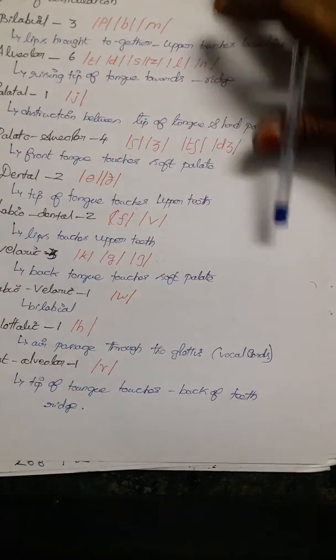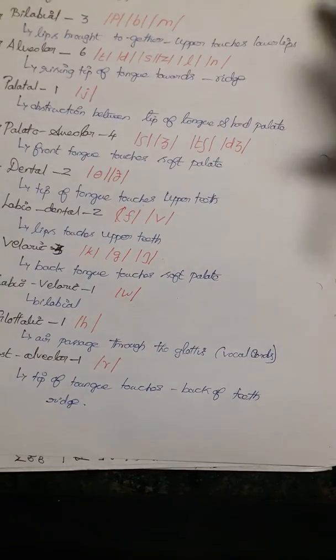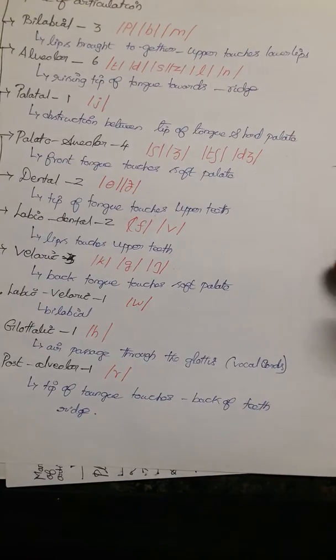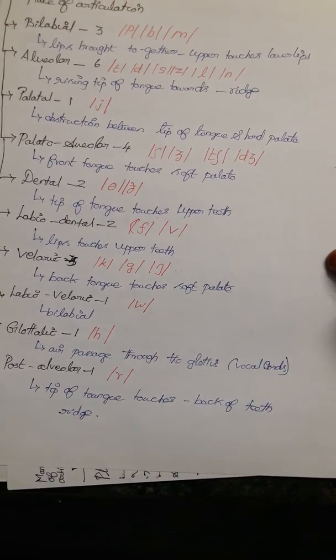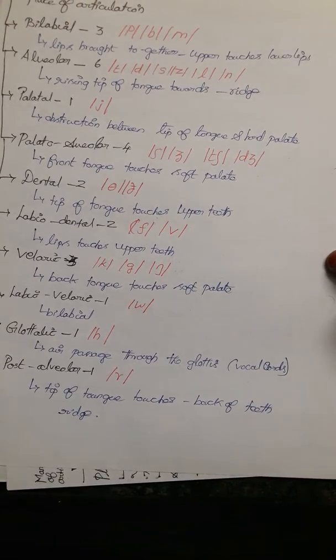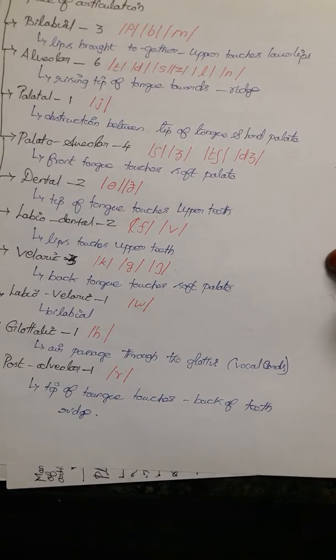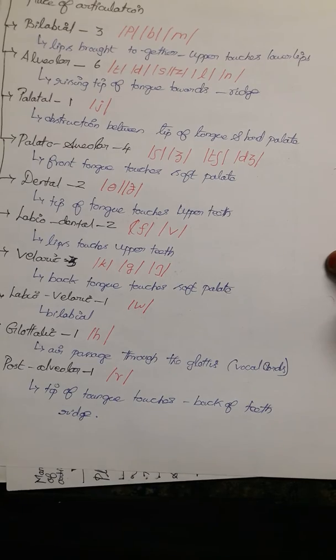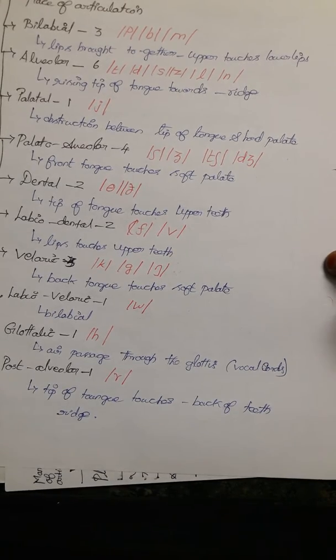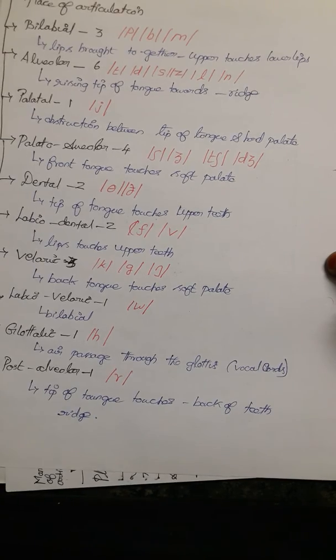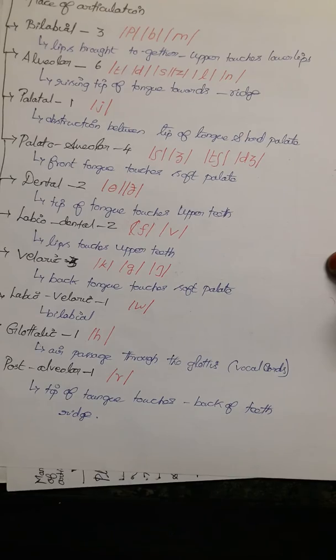Moving on to the place of articulation, bilabial. In the bilabial, we have 3 consonant sounds. The active articulators are the lips brought together, and the upper lip touches the lower lip. And in the alveolar, we have 6 consonant sounds. In that, the tongue rises with the tip towards the ridge. And in palatal, we have 1 sound. In that, the obstruction between the tongue and the hard palate happens.